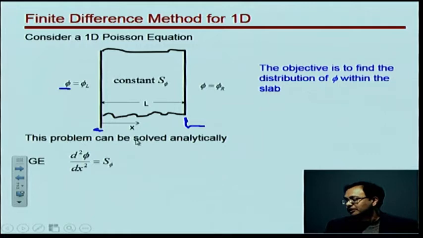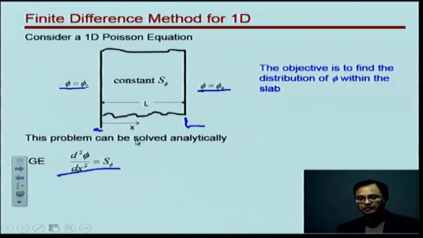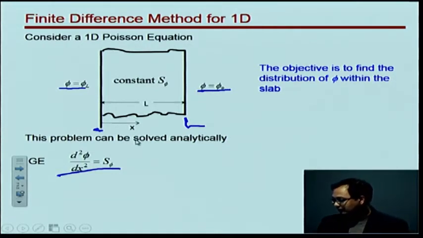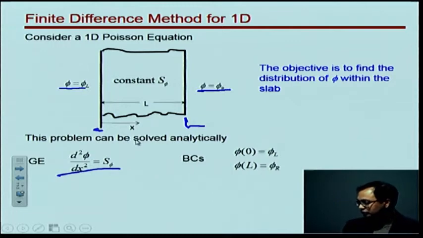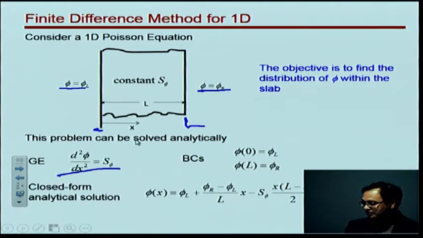This is my governing equation. For now, let's say S of phi is just a function of x or a constant. So those are my boundary conditions. I already mentioned that phi at x equal to 0 is phi L, phi at x equal to L is phi right. The closed form analytical solution, you can easily integrate that, provided S of phi is a constant. So this is with the assumption that S of phi is a constant.